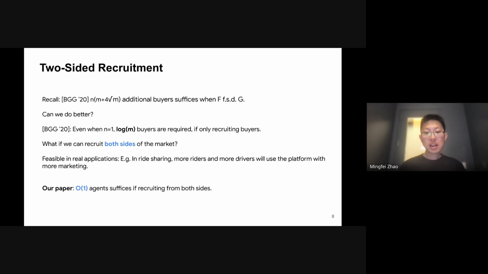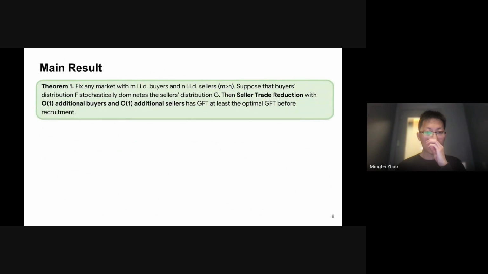And it turns out what we show is that if we recruit from both sides, you just need a constant number of agents, a constant number of buyers and sellers. So this is the main result of our paper. We formalize this in Theorem 1 here.